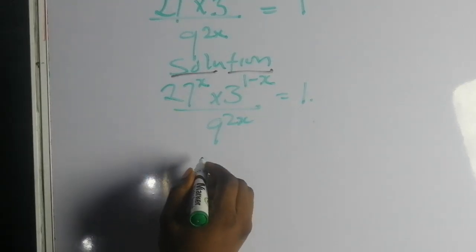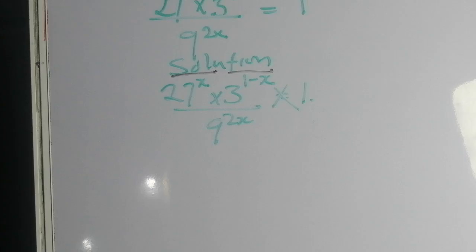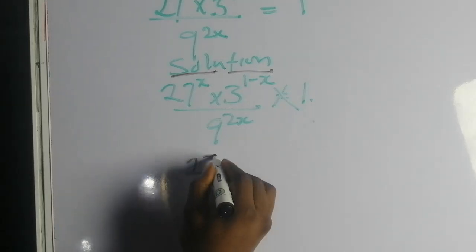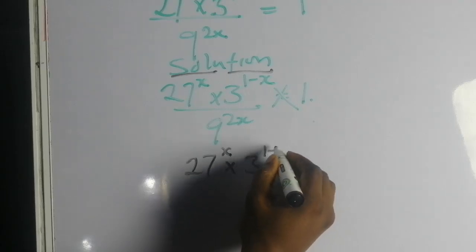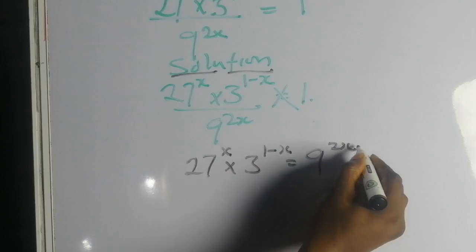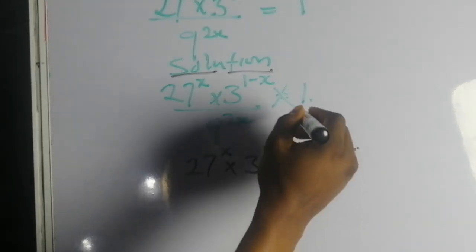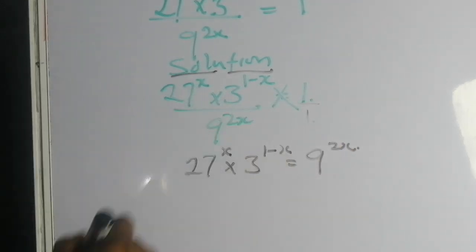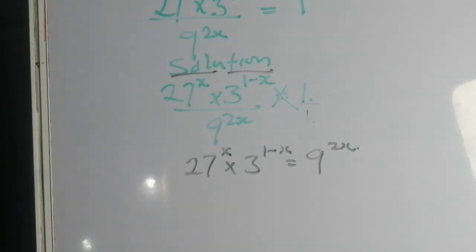This is the same thing as saying I can cross multiply here. Okay, I can cross multiply. When I cross multiply here, at the end of the day, you now have 27 raised to power x times 3 raised to power 1 minus x equals 9 raised to power 2x. Okay, so that is the meaning of cross multiply. Now this one is over 1. So you multiply this by 1, multiply this by 1, it will still give you that figure.